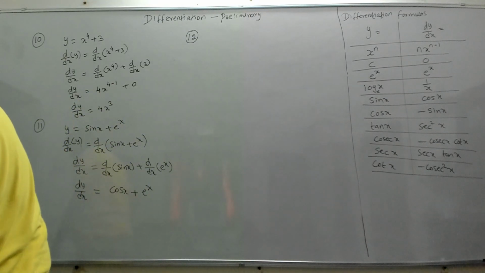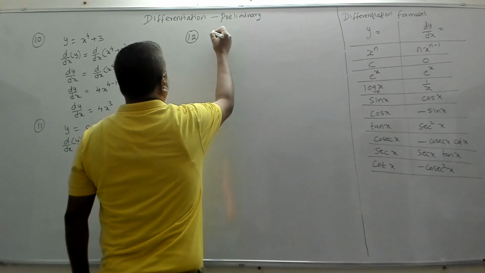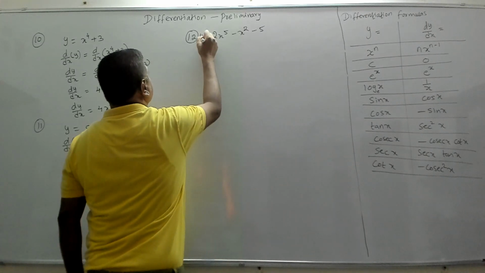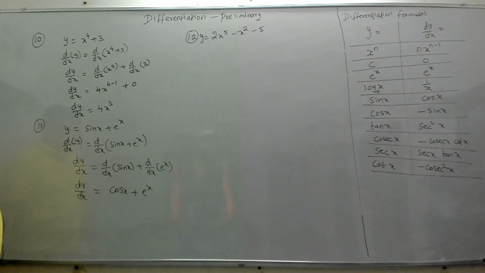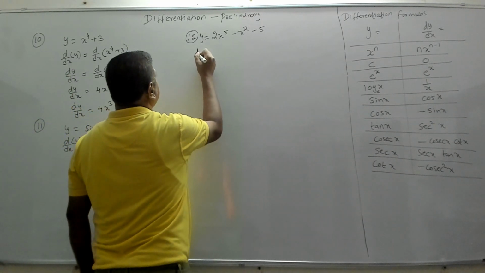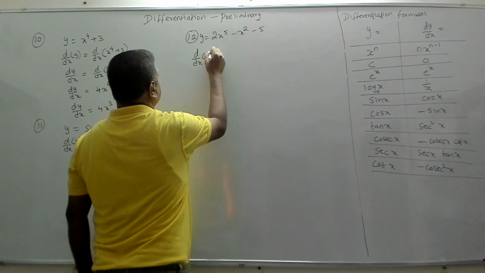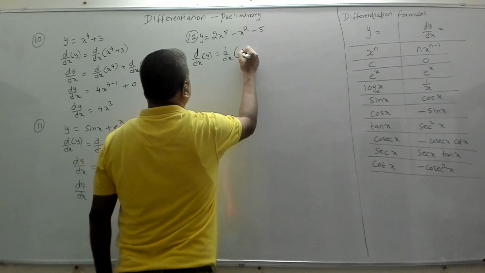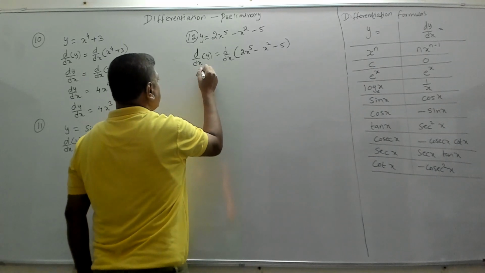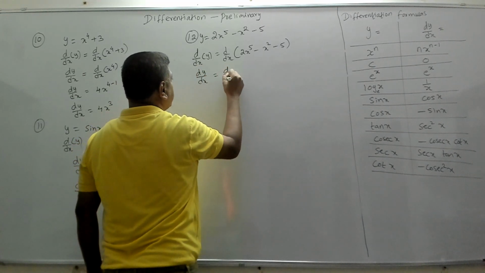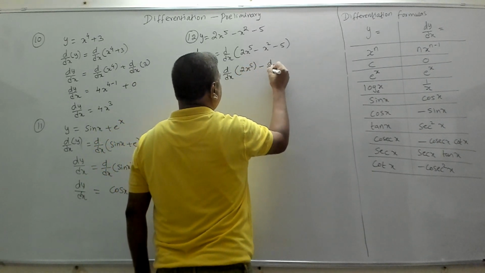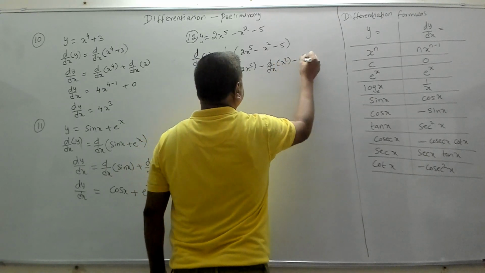Fine. So the 12th one is y equal to 2x power 5 minus x square minus 5. Now you want to differentiate this. So d by dx of y will be equal to d by dx of 2x power 5 minus x square minus 5. So dy by dx is equal to d by dx of 2x power 5 minus d by dx of x square minus d by dx of 5.